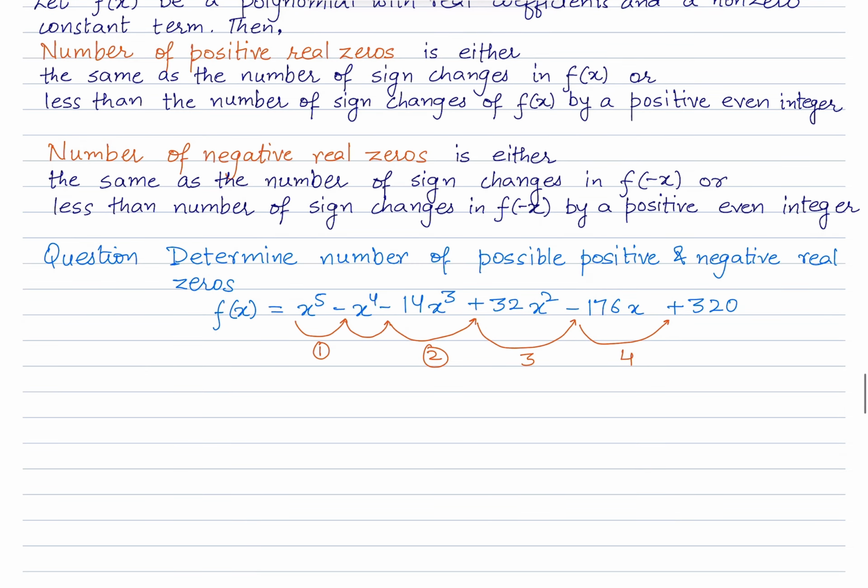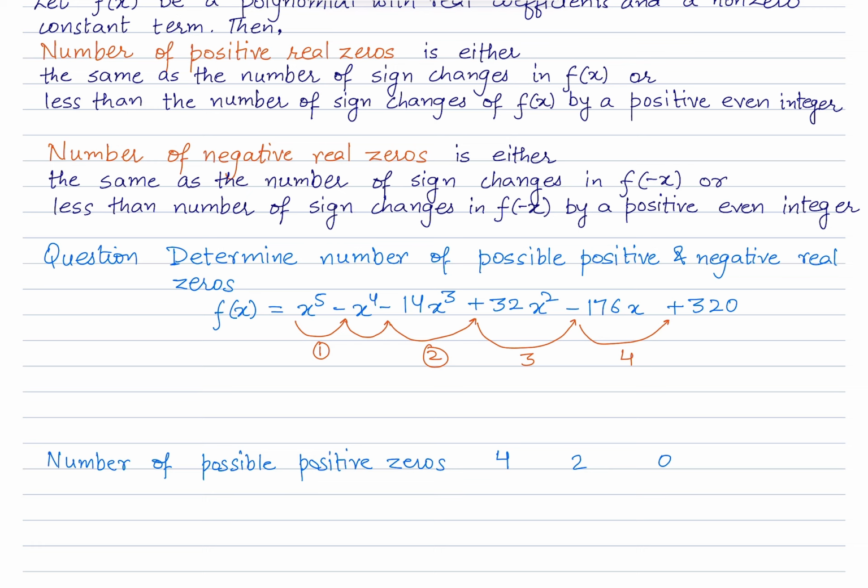It means the number of possible positive zeros can be equal to the number of sign changes, or less than the number of sign changes by an even integer. So it can be 4, which is the number of sign changes, 2 or 0. So you can have either 4 positive zeros, 2 positive zeros or no positive zeros.